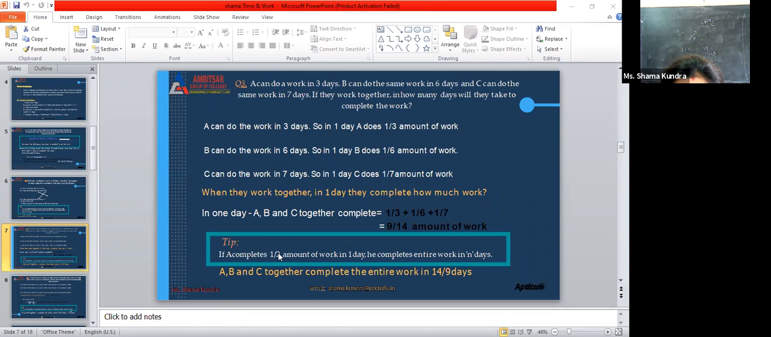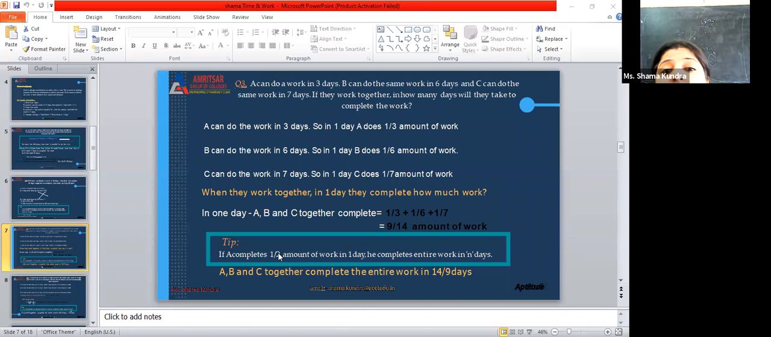A can complete the entire work in 3 days. So in 1 day, how much work would be completed by A? Simply invert. 1/3 amount of work can be done by A in 1 day. B can complete the work in 6 days. In 1 day, how much work will he do? Simply invert, 1/6. C can complete the entire work in 7 days. In 1 day, how much work will he do? Simply invert, 1/7.